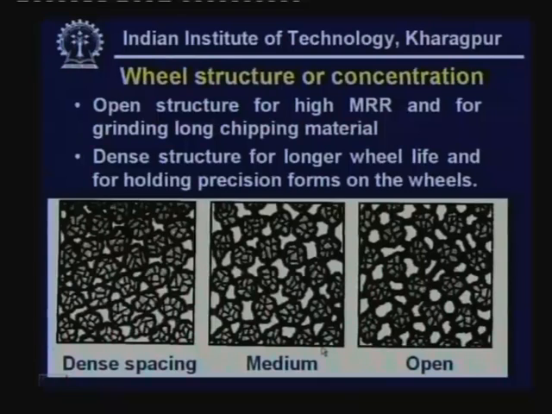Now, we go to the structure of the wheel. Here we can see dense structure, open structure, and this one in between. The structure means the free space available, the pores or voids, that is meant by the openness.